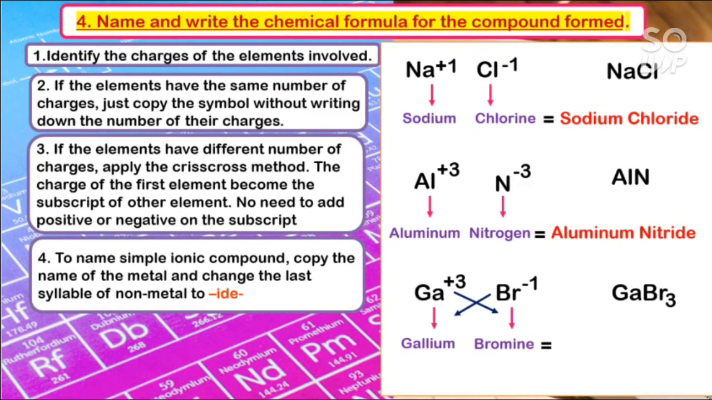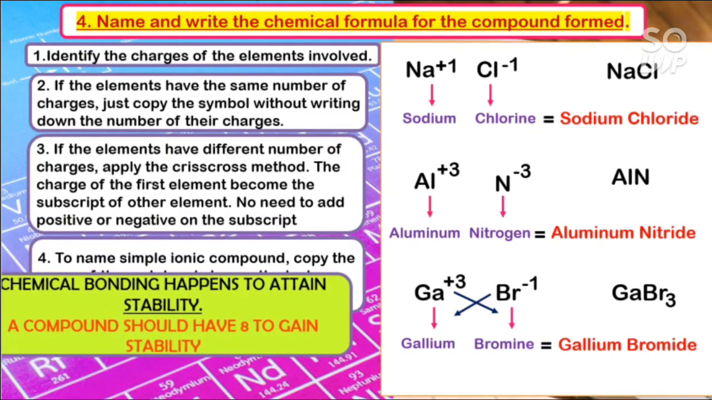So how about its chemical name? You have to follow number 4 again. Gallium is the metal, so just copy gallium. And bromine is the non-metal, so just change the last syllable of bromine into IDE. That's why it becomes gallium bromide. So this is how you are going to name the compound formed in ionic bonding.